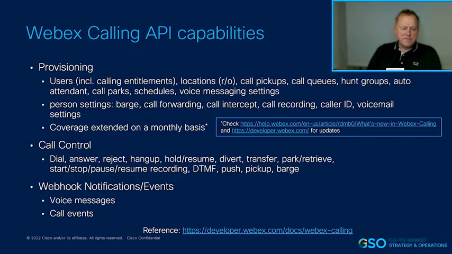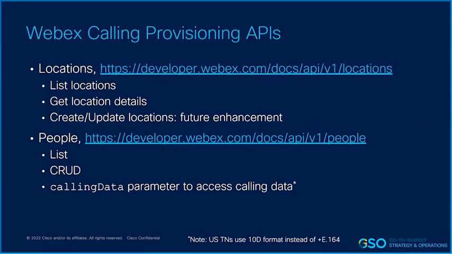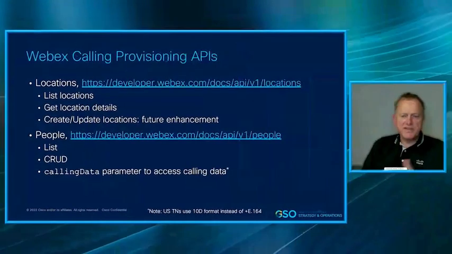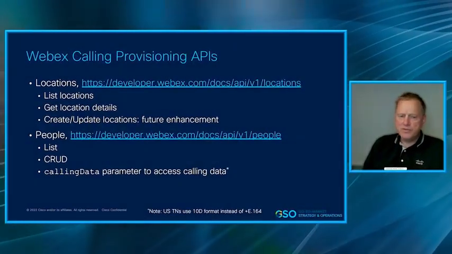And the third part is about webhook notifications and events related to calling, which covers two types of events. One, voice messages, and the second part is call events. On the provisioning APIs perspective, we have locations, we have people APIs. I already mentioned that. Here are the links to the developer portal where you can actually see those.